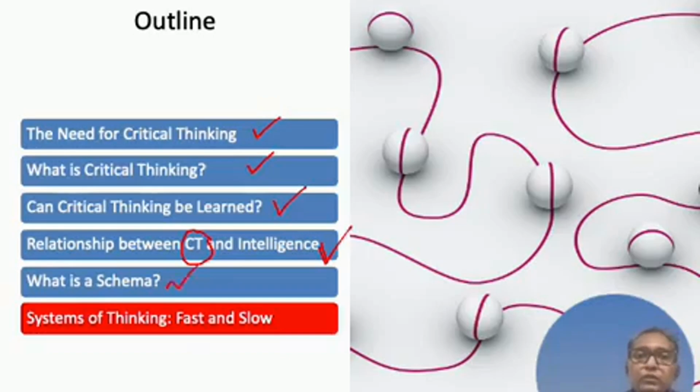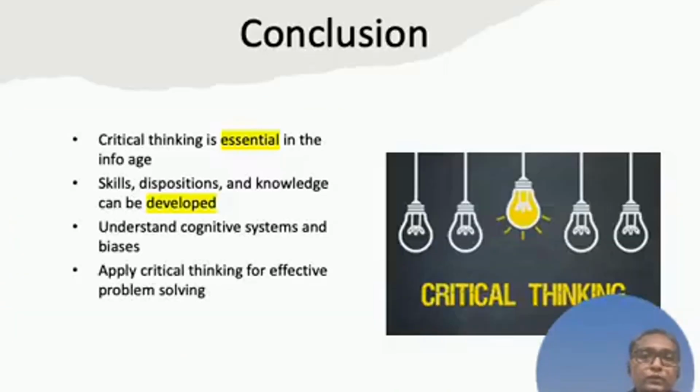And when we talked about schema, then we talked about fast and slow thinking, and we said that critical thinking is the slow thinking. So what is the conclusion? Well, critical thinking is essential in this information world. It requires you to learn thinking skills, maintain some dispositions, and work on developing your knowledge, right? Understand how your mind works and avoid the mistakes that it is susceptible to, right? And try to apply these skills on a continuous basis so that you can be a good critical thinker.